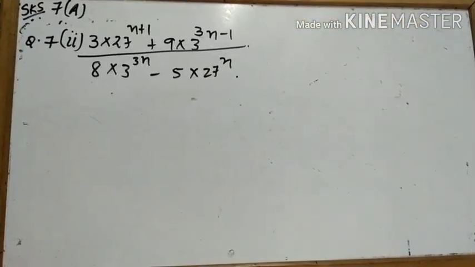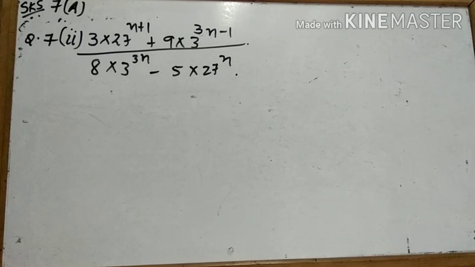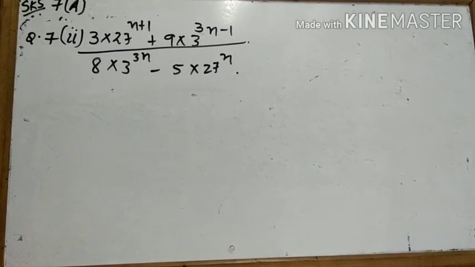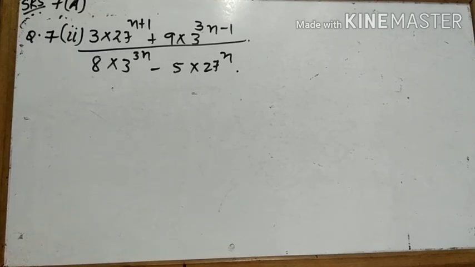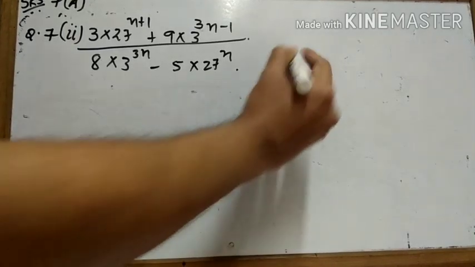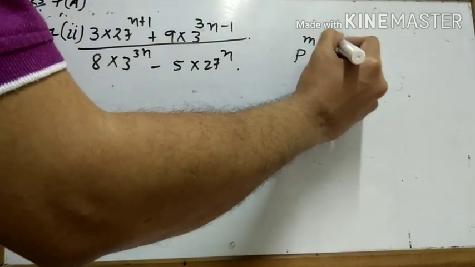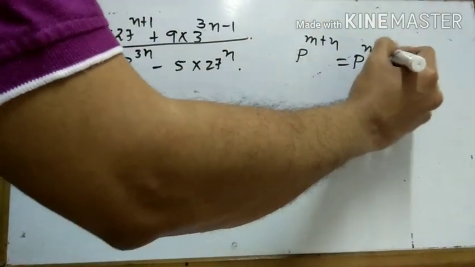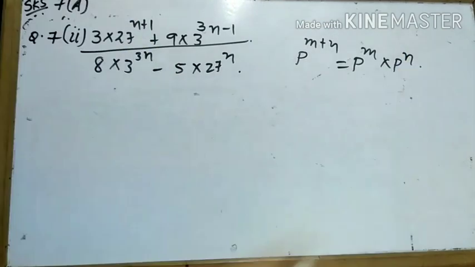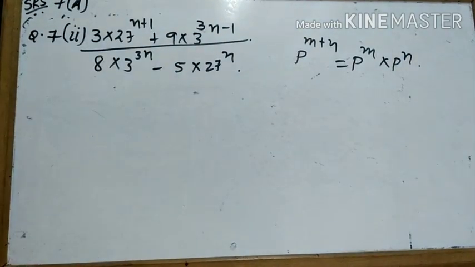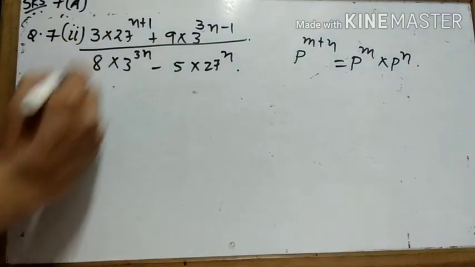Hello friends, we are going to see question 7 sub question 2. If you all have seen question 2 sub question 3 properly, this will not be a new thing to you. You need to remember that particular rule that p raised to m plus n can be written down as p raised to m multiplied by p raised to n. This particular rule is the reverse rule of the first rule. You should remember that.